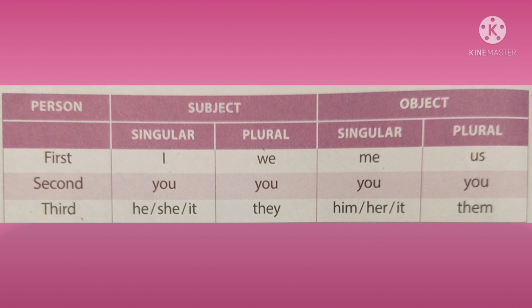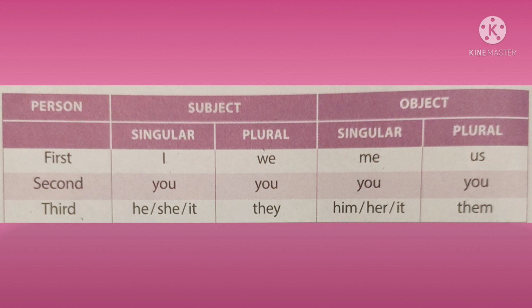Clear? So here we can see the first person: I and we. I is singular, we is plural. Second person: you and you, it remains the same. Second person will always remain the same in subject as well as in object, that is only you. Third person: he, she, it singular, they plural. In the object: him, her, it singular, them plural. So this chart is very important.